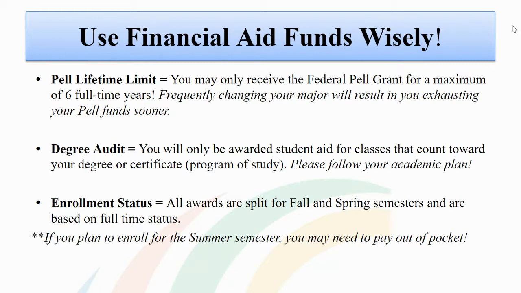Degree audit. Any classes that are not needed for the degree will not be covered by financial aid unless they do a dual major, like associate in arts with a business or something like that. They can only be awarded student aid for classes that count towards the degree or the certificate.